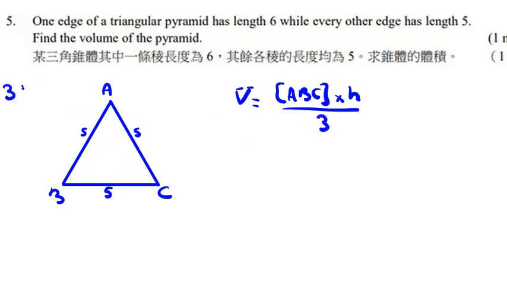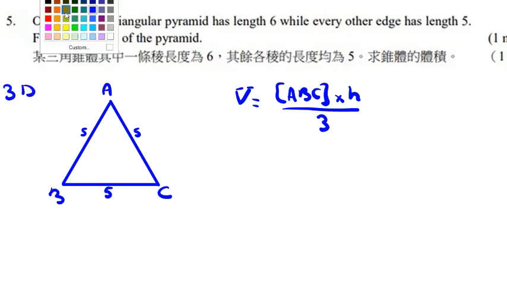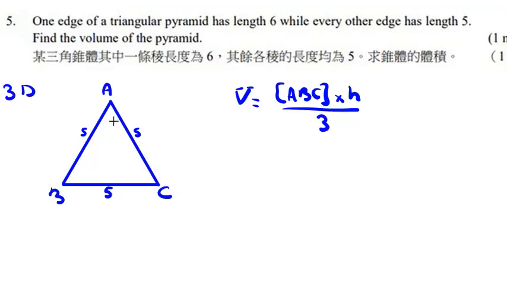So now I consider it as a 3D shape. I want to consider D. Let me connect D with these points. Suppose this edge is 5, this is 5, and this one is 6. Okay, so we can connect a little like this: 5, 5, and this one is 6.